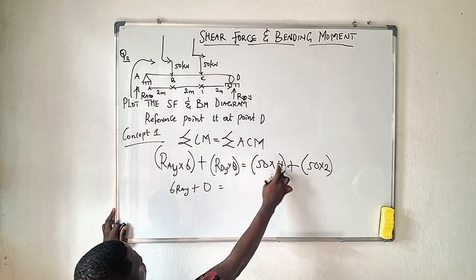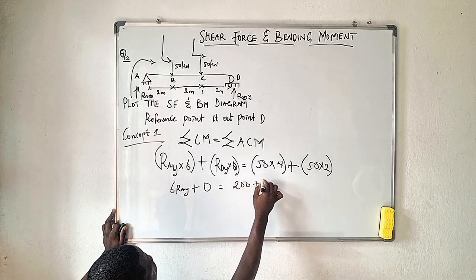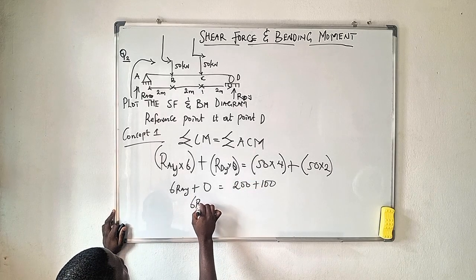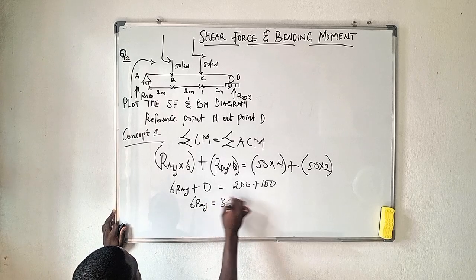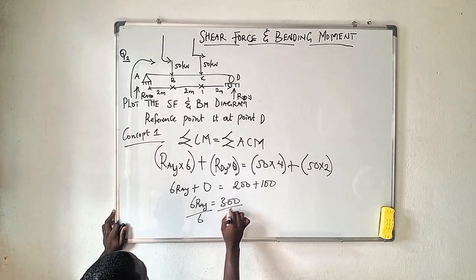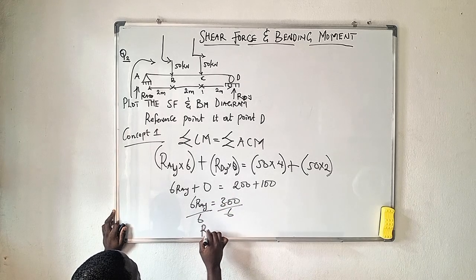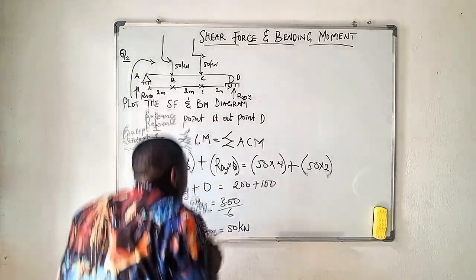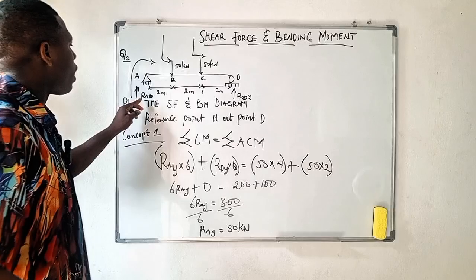And this is equal to 200 plus 100. So we arrive at 6 RAY is equal to 300. Divide both sides by 6, and you have your RAY to be 50 kilonewton. So basically, we've gotten the reaction for RAY.